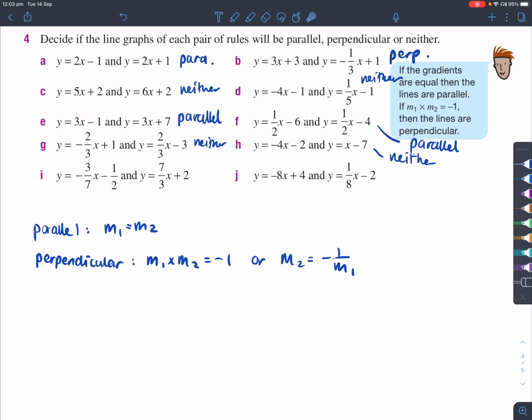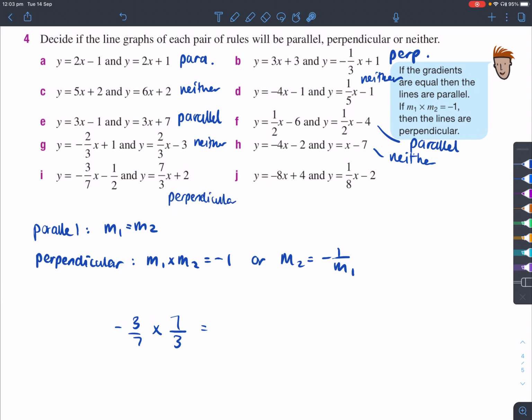Then, in question I, we've got a gradient of -3/7 and a gradient of 7/3. They're not the same, so they're not parallel, but they do times together to give you -1. These two cancel, which means we have 1s everywhere, and that will give you -1. They are also reciprocals of each other. 3 and 7 becomes 7 and 3 when you switch this around, and they're opposite signs to each other, so they should times to give you -1. So they are perpendicular.